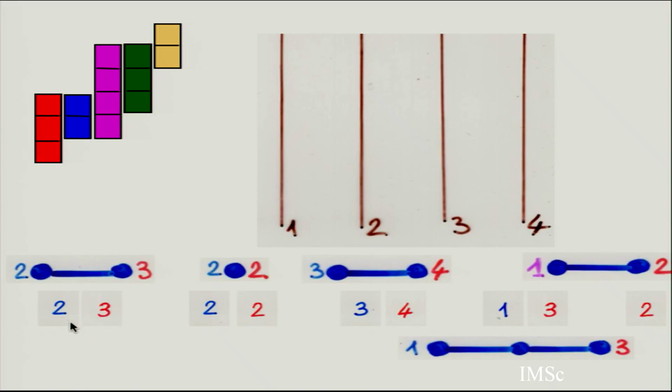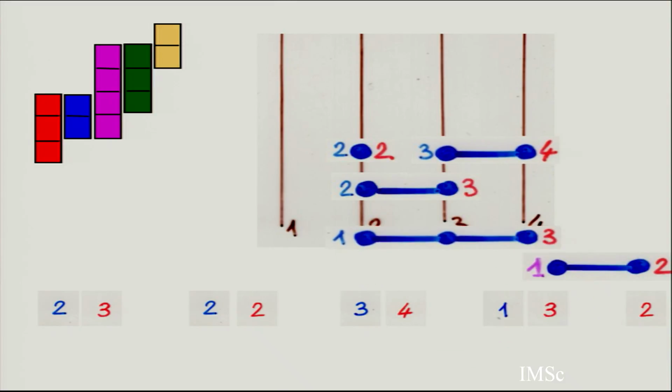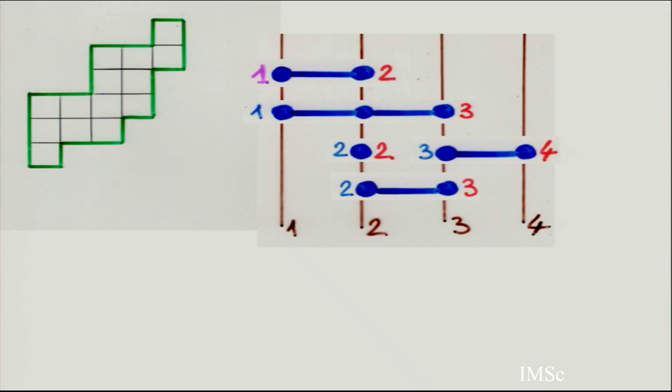And so I have a total order: the first column, the first segment, the second segment, the third segment. So I make a heap of this. The first segment, 2, 3, the second segment, 2, 2, the third one, 3, 4. Now the next ones, 1, 3, and 1, 2, and I get a heap of pieces. A heap of segments, a semi-pyramid of segments, and I claim that this is a bijection.